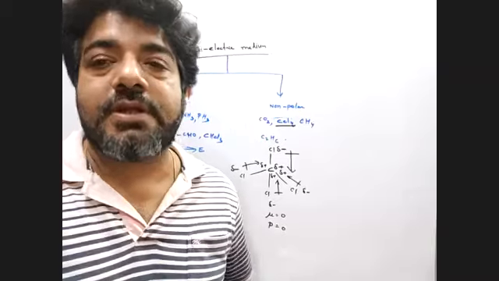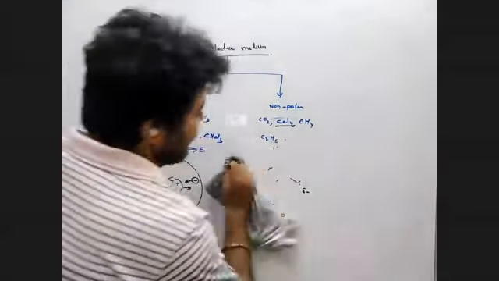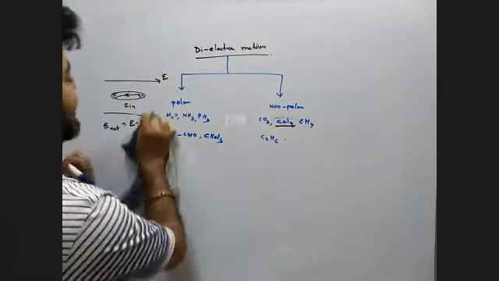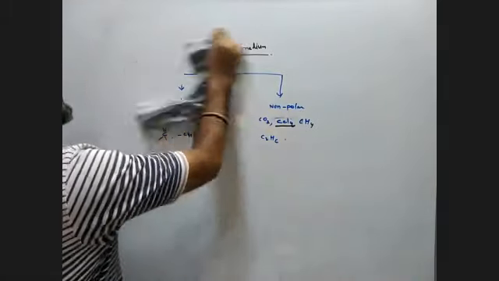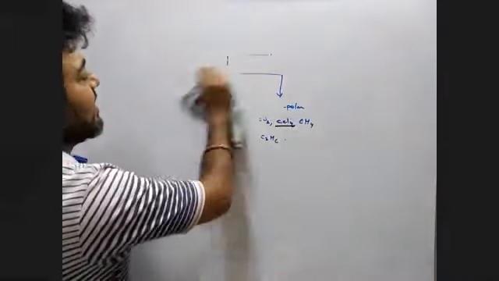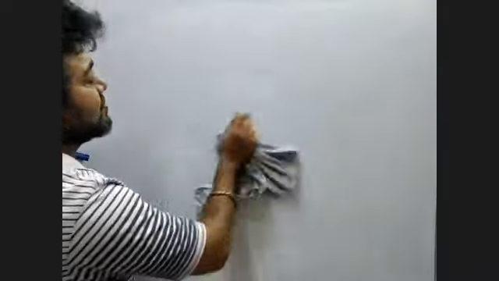Now see what happened. In exam, examiner can ask you like give 2 examples of polar compound, 2 examples of non-polar compound. So you can write this. You can use chemical compounds also. You know polar, non-polar in chemistry also.